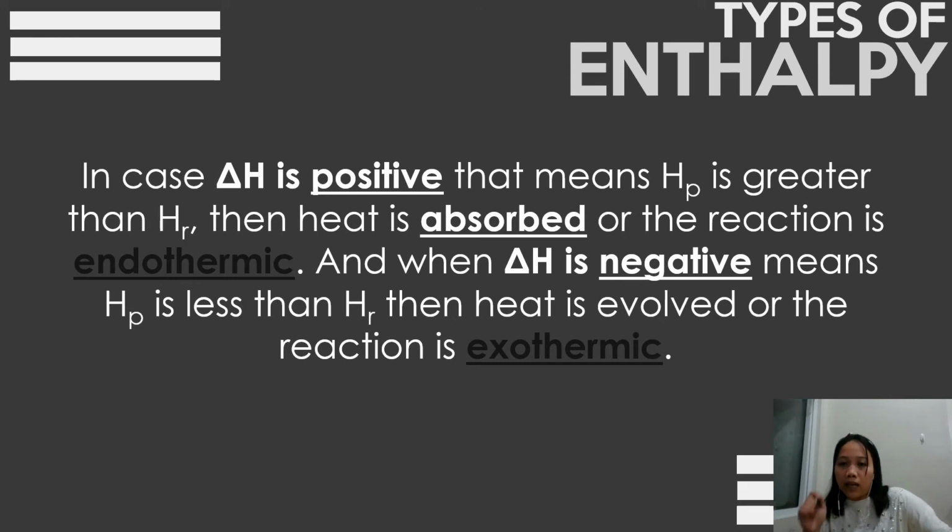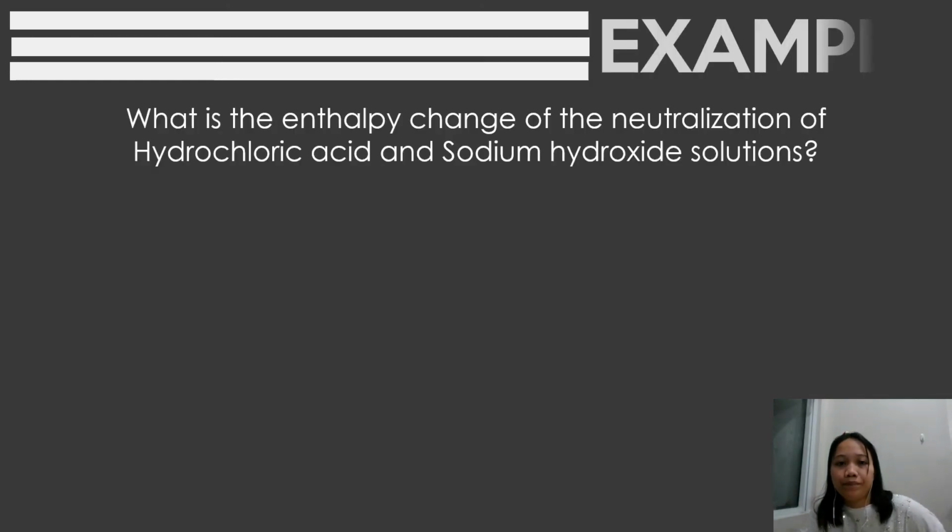Now, for your delta H, it's negative because it means that your HP is less than your HR. And because heat is evolved, therefore it's exothermic. If your delta H is positive, then therefore it should be endothermic. So remember those two important reactions. The endothermic and the exothermic reactions.